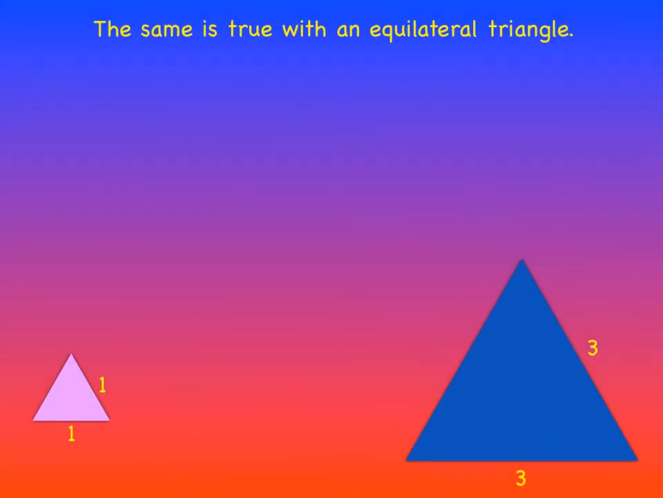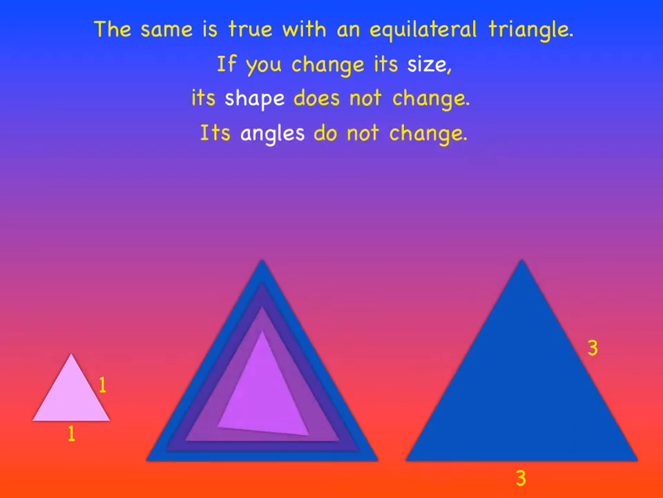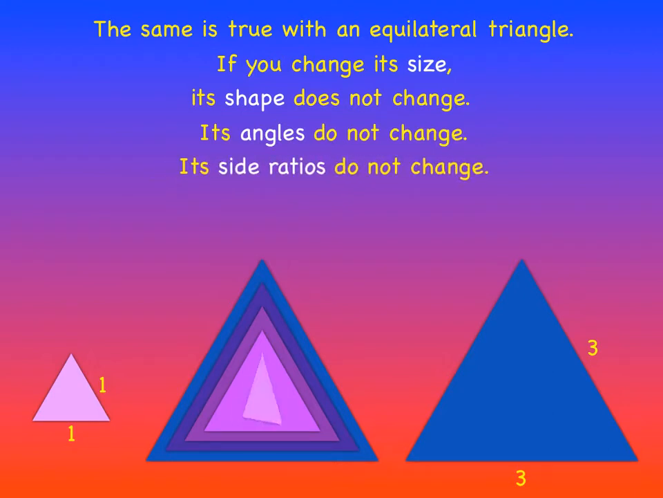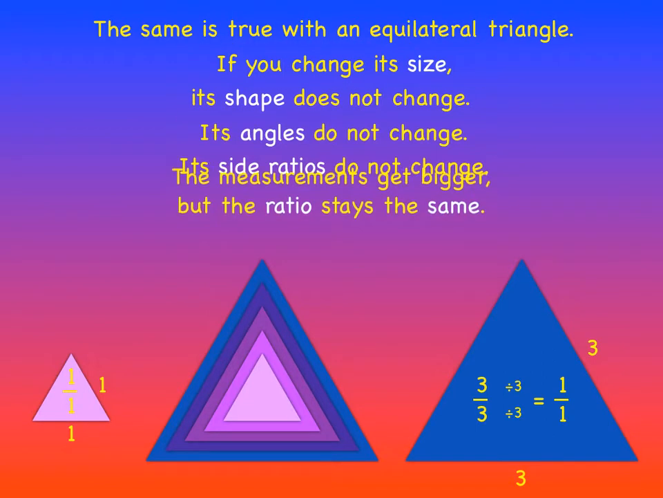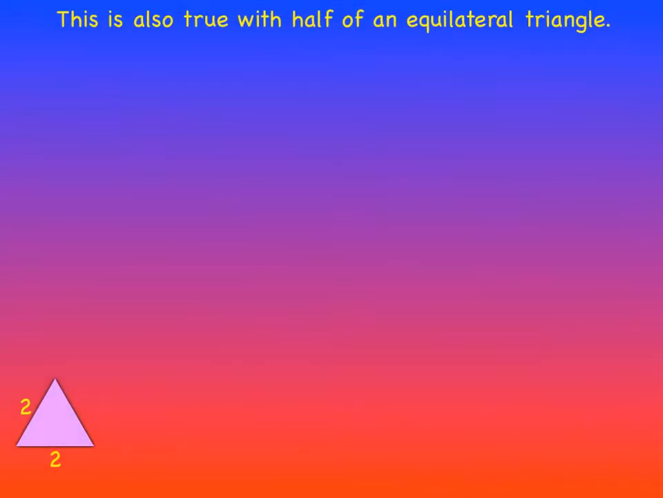The same is true with an equilateral triangle. If you change its size, its shape does not change. Its angles do not change. Its side ratios do not change. 1 to 1, 1 to 1. The measurements get bigger, but the ratio stays the same. This is also true with half of an equilateral triangle. And we see the first one has a ratio of 2 to 2, comparing the two sides. Now let's cut that triangle in half, and the ratio of side to side is 2 to 1.